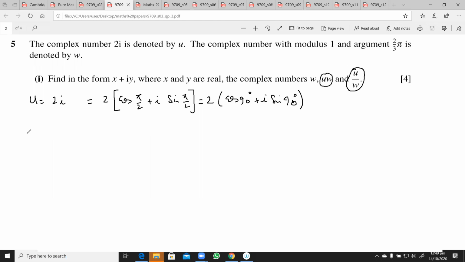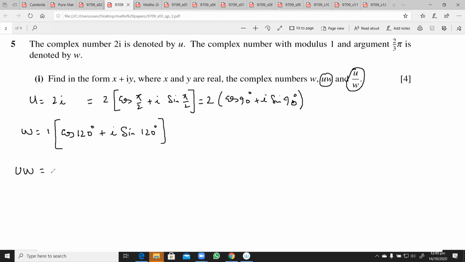Now your w is already given. We have given its argument and its modulus. So w is 1 into cos 2π/3. Let me write it as cos 120. This will help us to find their sums and differences quickly, so I'm writing them in degrees intentionally. Okay? Because of writing them in this form, I can quickly write uw.